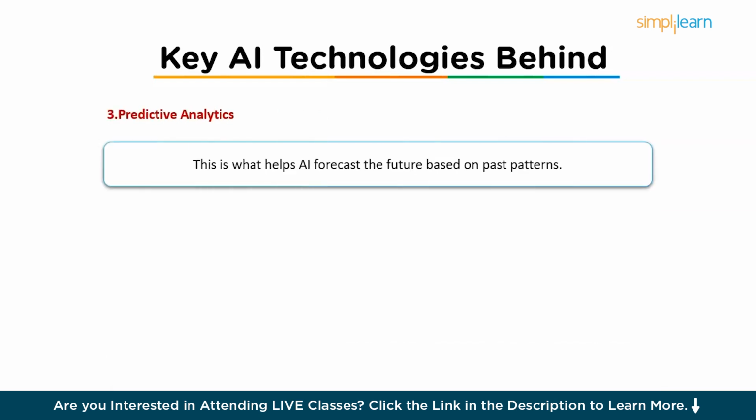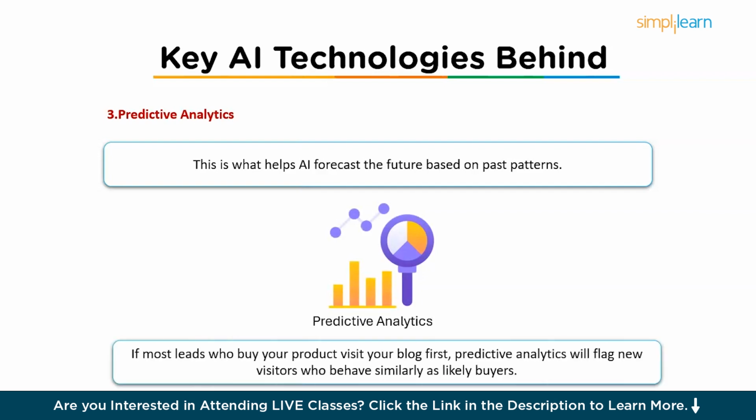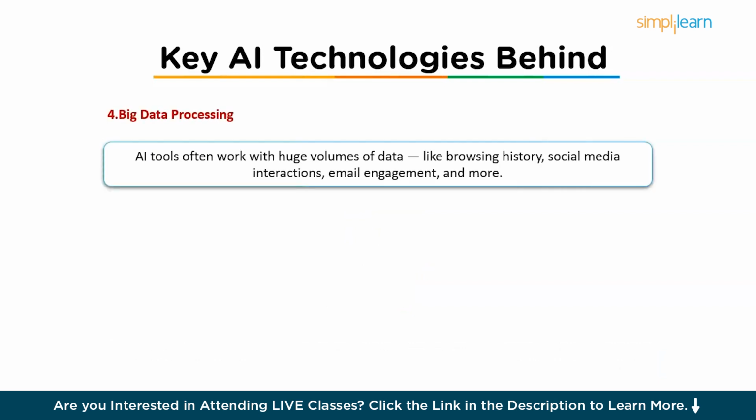This is what helps AI forecast the future based on past patterns. For example, if most leads who buy your product visit your blog first, predictive analytics will flag new visitors who behave similarly as likely buyers. So next, moving on, we have big data processing. AI tools often work with huge volumes of data.